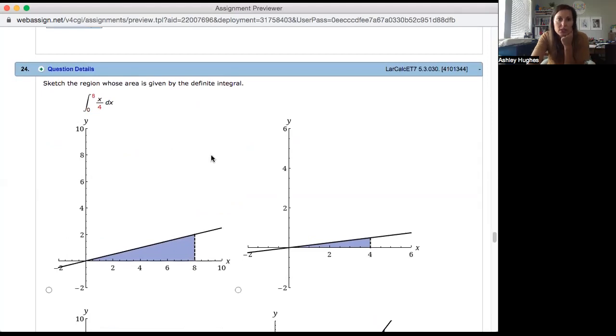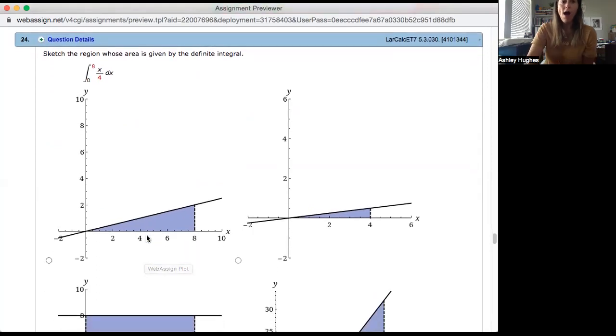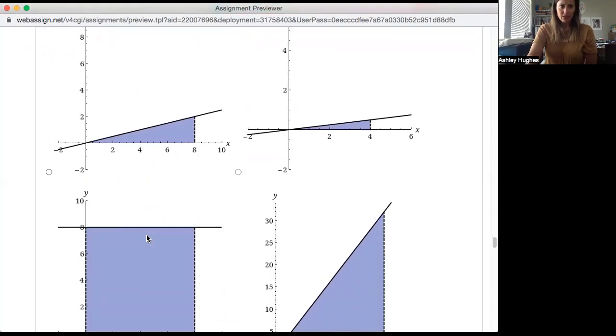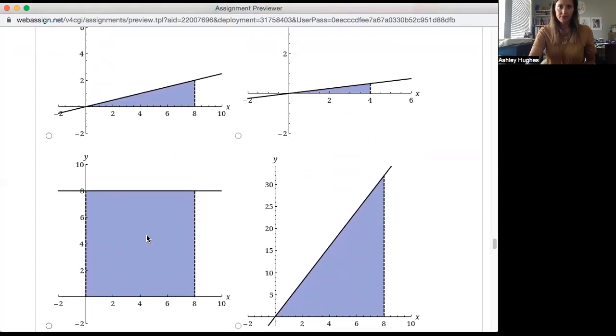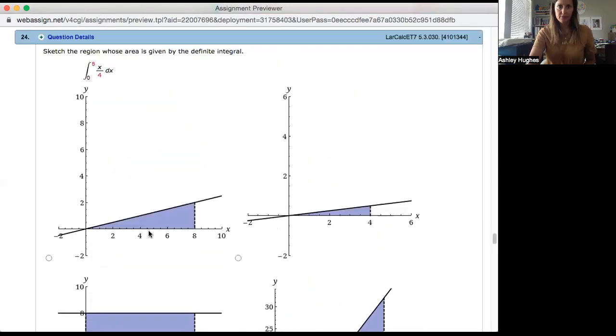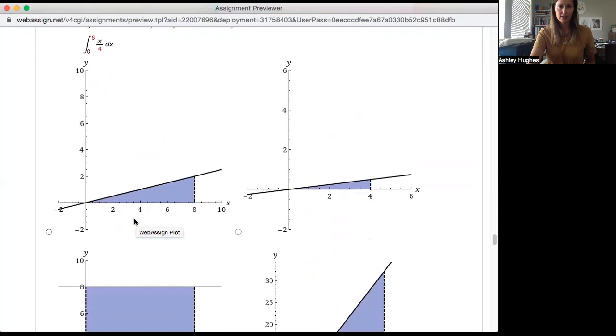Okay, x over 4 is a line with a slope of a fourth, like over 4 up 1. From 0 to 8. So it looks like it's the first one. Yeah, there's this one right here.